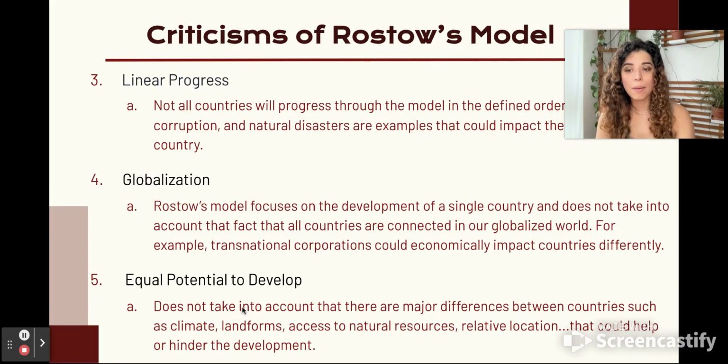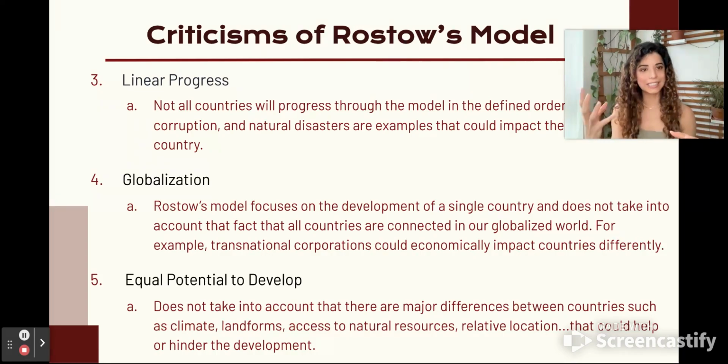And then equal potential to develop. This is also making assumptions here, right? It does not take into account that there are major differences between countries that just have to do with their geography, right? Landforms, climate, resources, all sorts of things. So if we think about site and situation, right? A site influences a situation of a country.